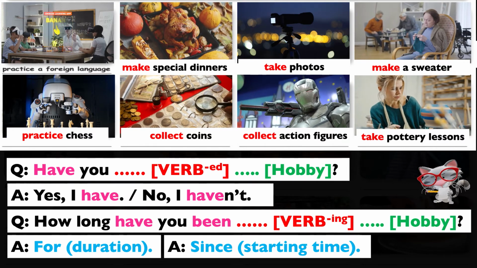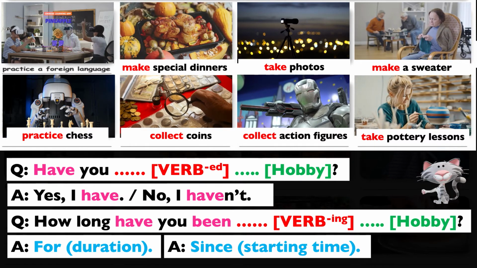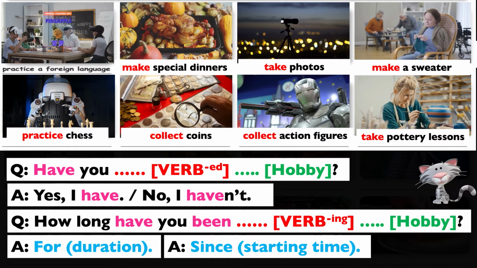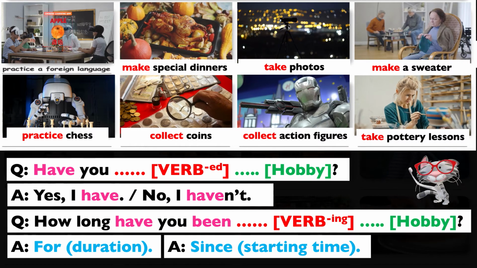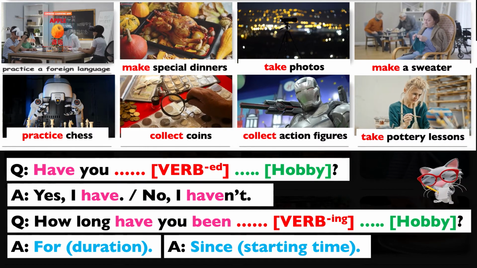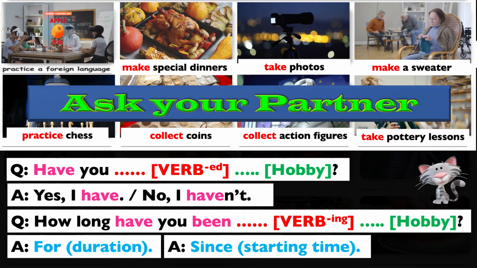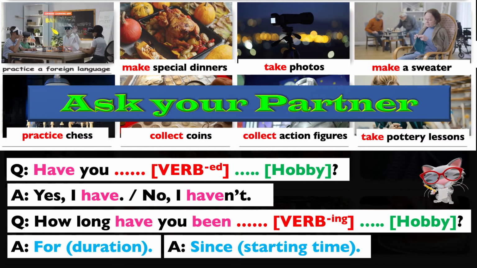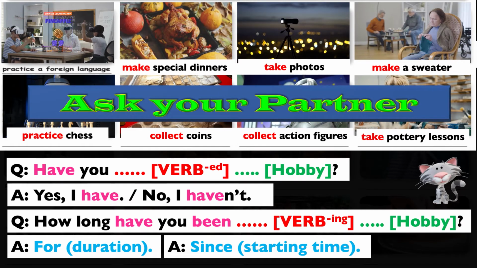So, talking about special dinners, photos, making a sweater, chess, collecting coins, and so on. If none of these are your hobbies, then find out what your partner's hobby is. Right? Show an interest in what their hobby is. Right? So, but ask them the questions, and ask them the follow-up question, how long have you been doing it? If your partner has nothing to say, find a new partner.